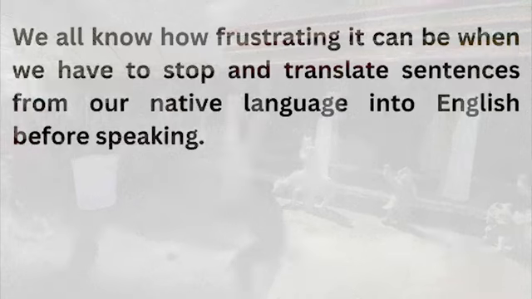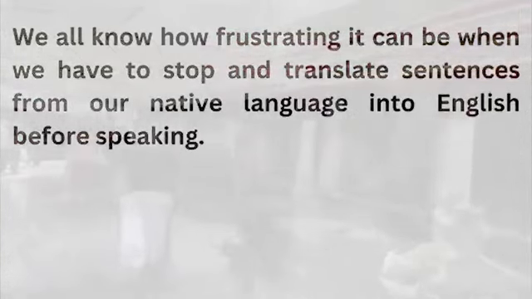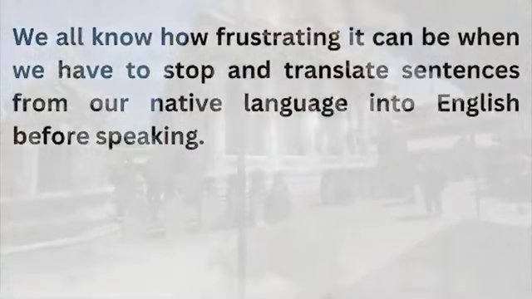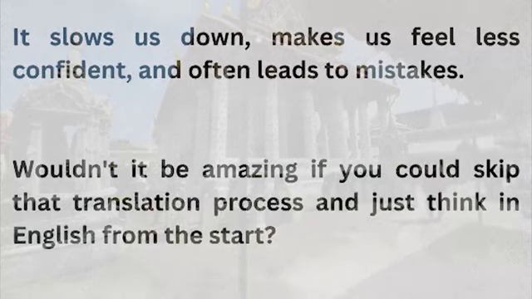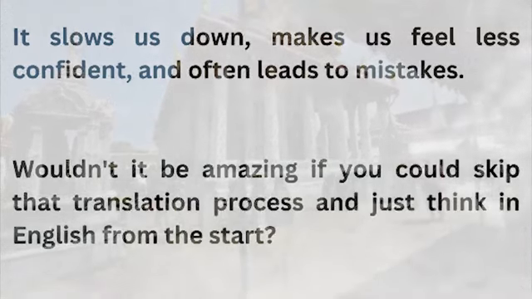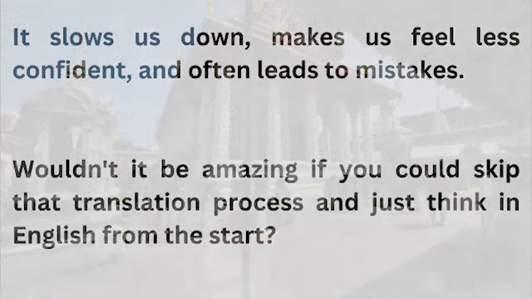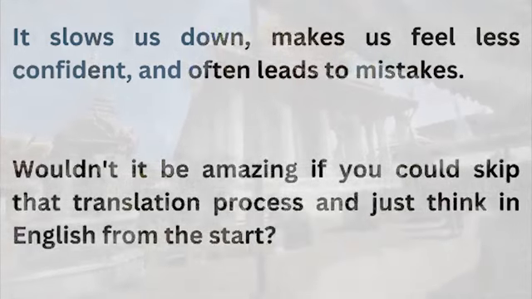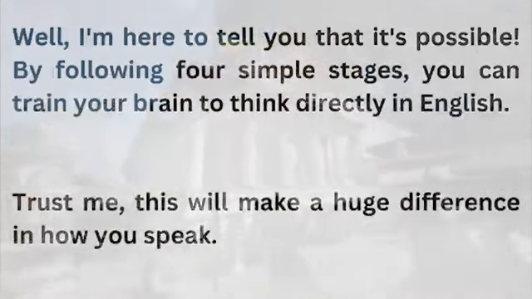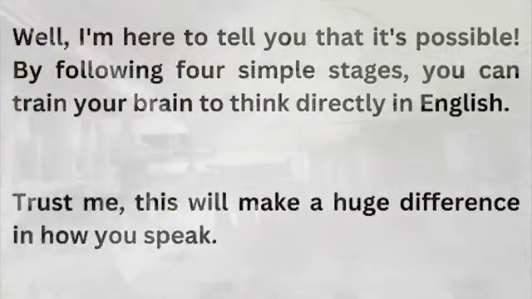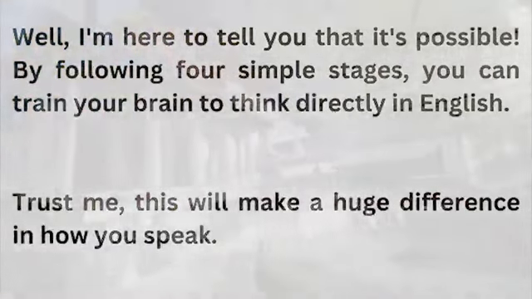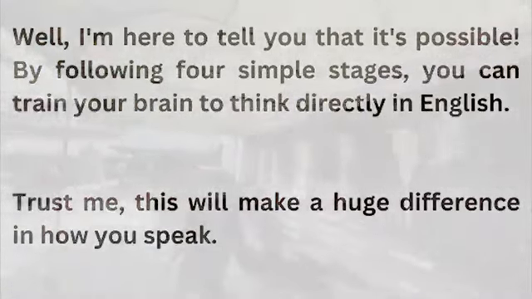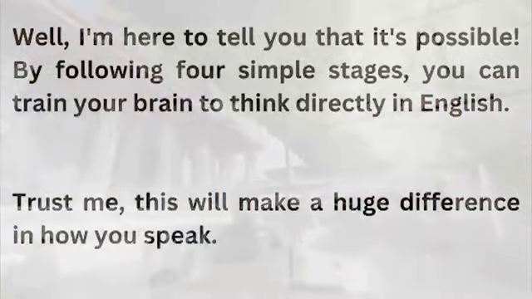We all know how frustrating it can be when we have to stop and translate sentences from our native language into English before speaking. It slows us down, makes us feel less confident, and often leads to mistakes. Wouldn't it be amazing if you could skip that translation process and just think in English from the start? Well, I'm here to tell you that it's possible. By following 4 simple stages, you can train your brain to think directly in English. Trust me, this will make a huge difference in how you speak.